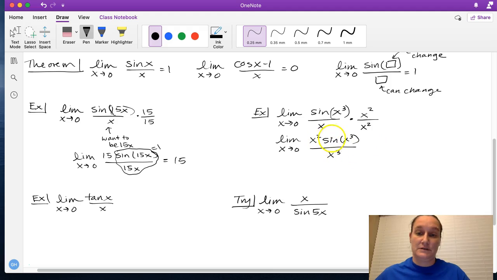I wanted to do a different example, but that's okay. So then this, by our theorem, equals 1. X squared times 1 is x squared. Plug in 0, we get 0. Okay, so we did all that work to still get 0.